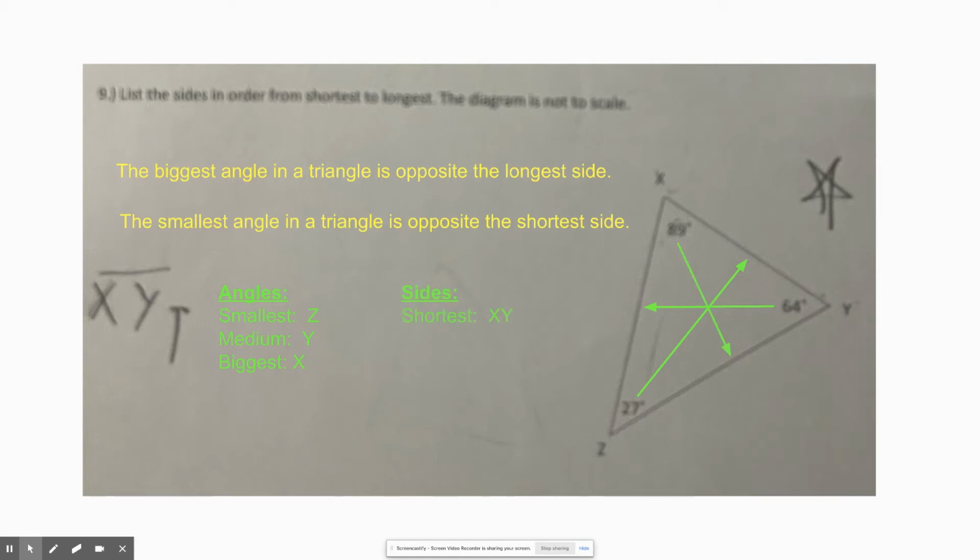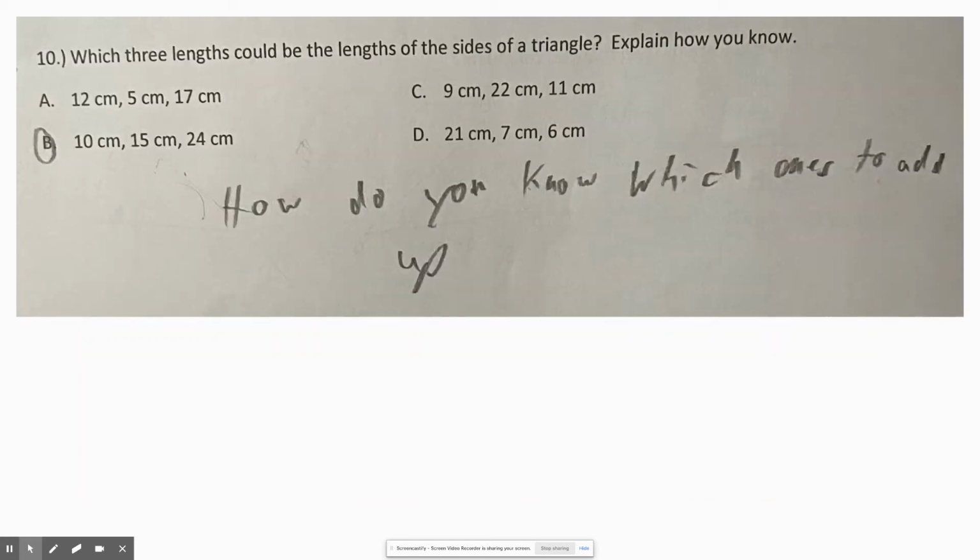So the shortest side again is side XY. You should have a line segment over there. The medium side is XZ, and the longest side is ZY. So that's a big idea that you definitely want to know.